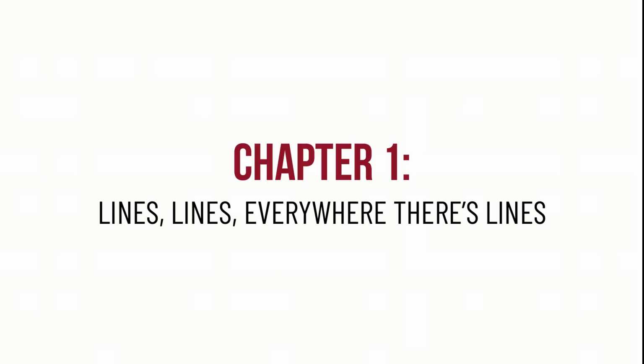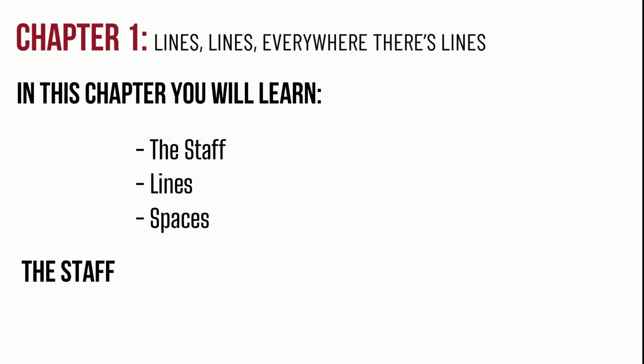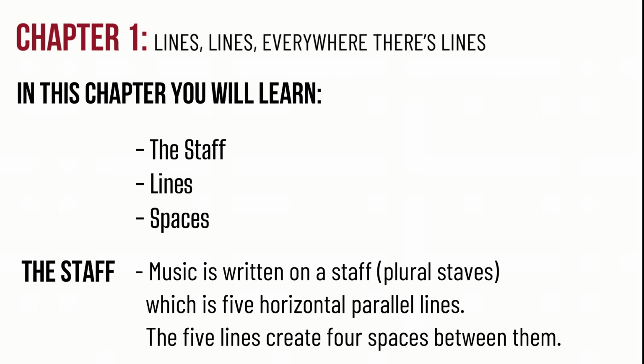Chapter 1. Lines, everywhere there's lines. In this chapter you will learn the staff, lines, spaces. The staff. Music is written on a staff, plural staves, which is 5 horizontal parallel lines. The 5 lines create 4 spaces between them.